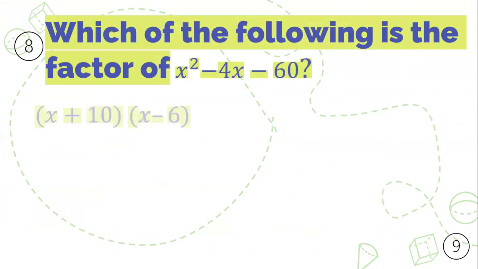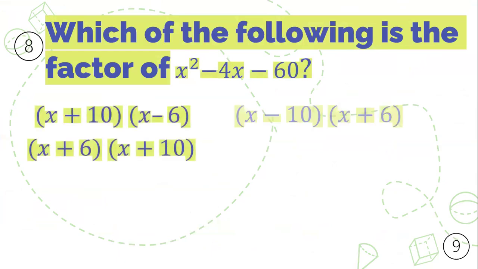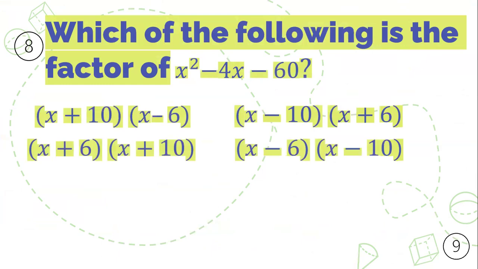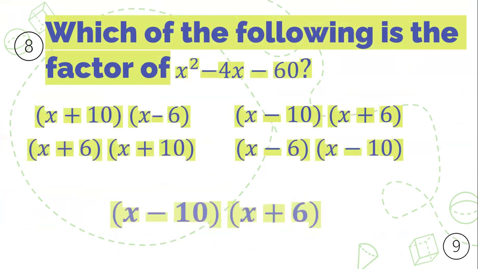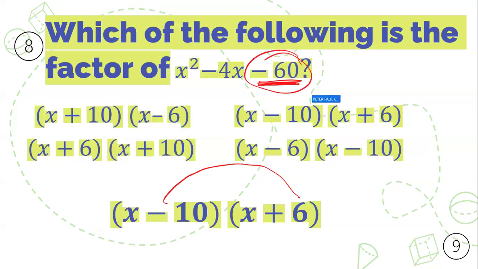Next, what about this one? A, B, C, or D? Correct. The answer is again letter C. Since the last term is negative, we have negative 60. So it follows. And then when we combine negative 10x and 6x, that becomes the middle term, which is negative 4x.